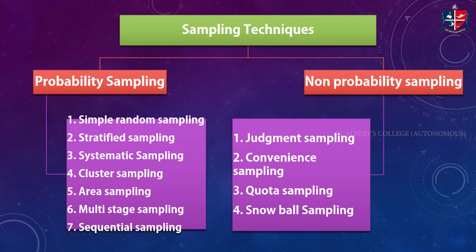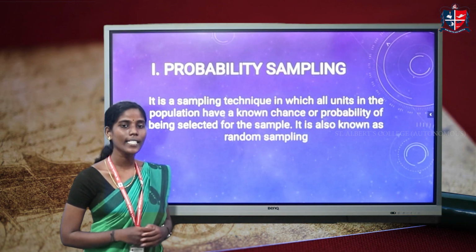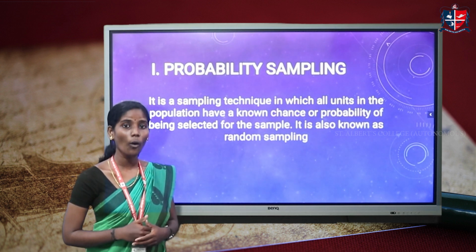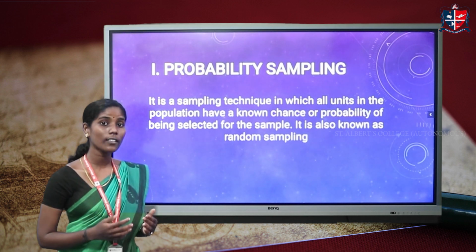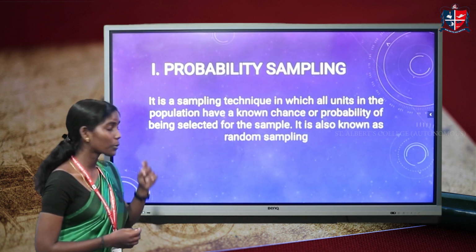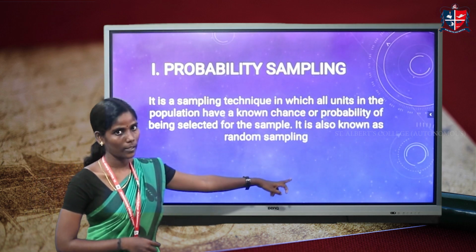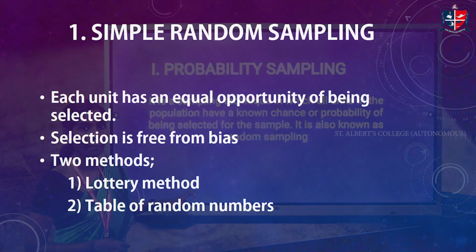It can be divided into two types, probability sampling and non-probability sampling. We will discuss it in detail. First category is probability sampling. In this technique, each unit has an equal chance or equal opportunity to be selected as a sample. Let's see what the probability sampling techniques used in research are. It is also known as random sampling. So let's see the random sampling techniques.